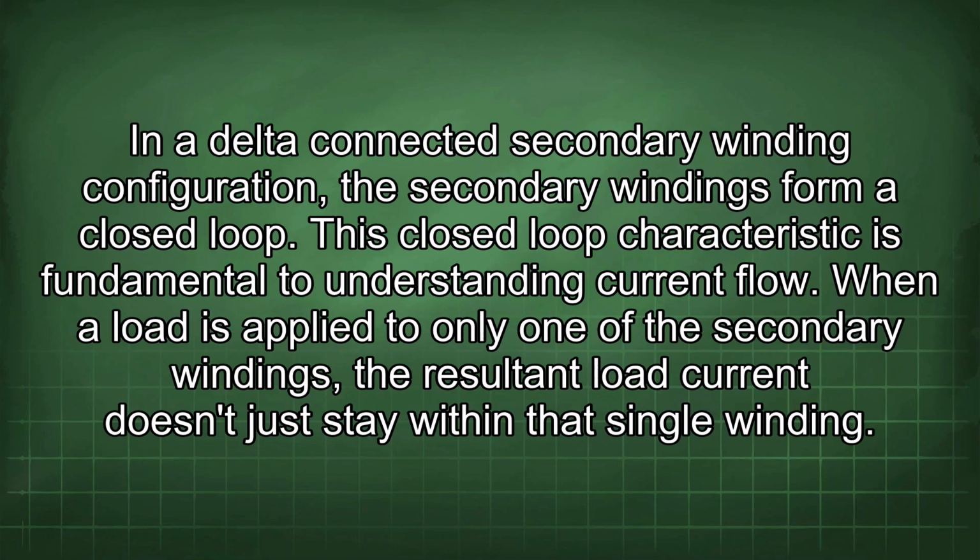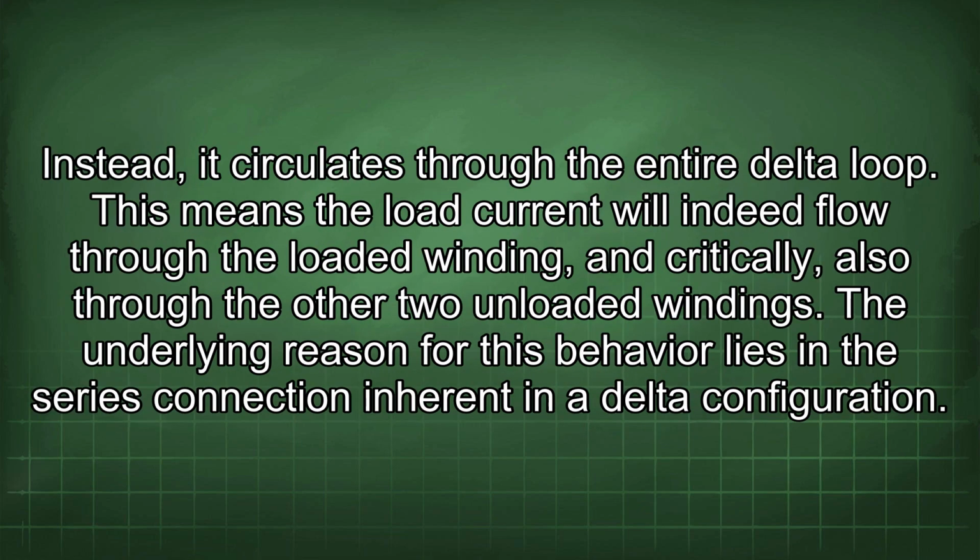In a delta-connected secondary winding configuration, the secondary windings form a closed loop. This closed loop characteristic is fundamental to understanding current flow. When a load is applied to only one of the secondary windings, the resultant load current doesn't just stay within that single winding. Instead, it circulates through the entire delta loop.